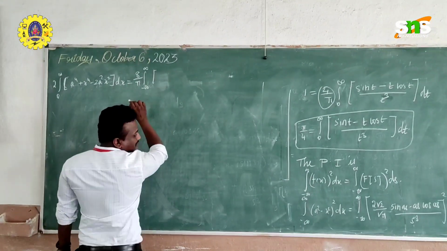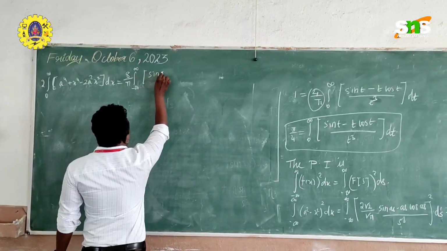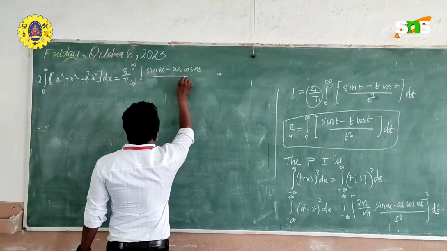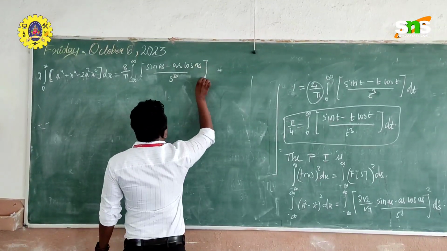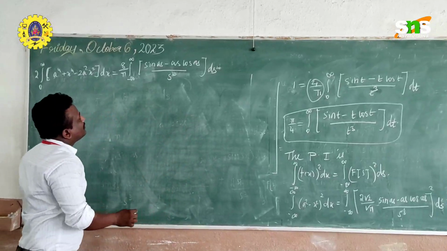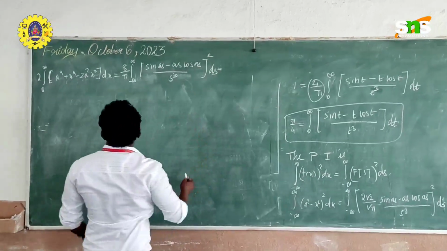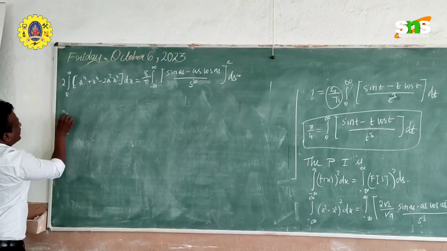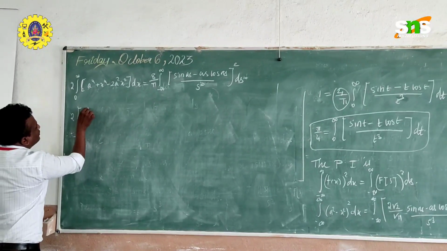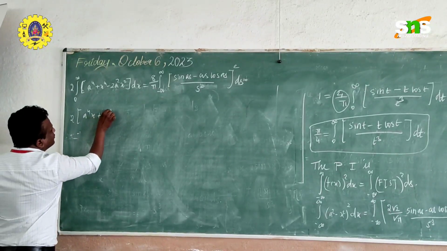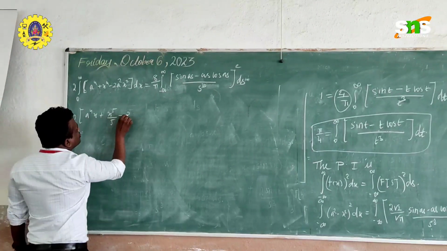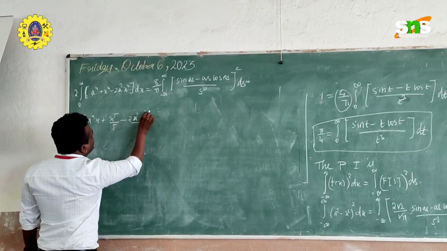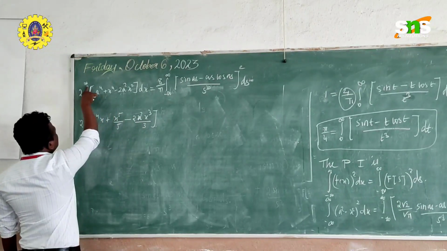Then what is the remaining term? Sin as minus as cos as, the whole s cube into ds, the whole square. Now simplify it again. So I am going to integrate. So after integrating, what happened? Here a power 4 into x plus x power 5 divided by 5 minus 2 a square into x cube divided by 3. Just close it. What is the limit? It is 0 to infinity.